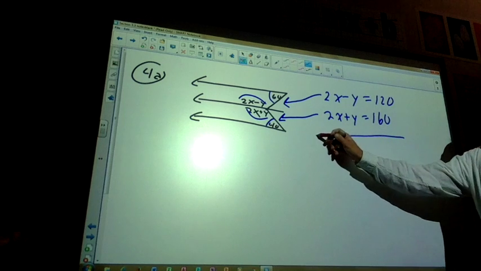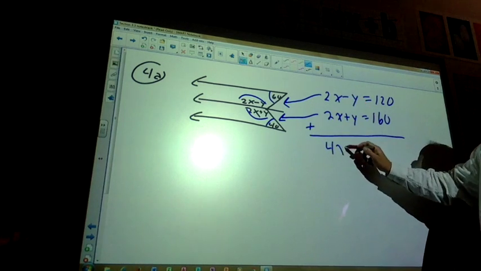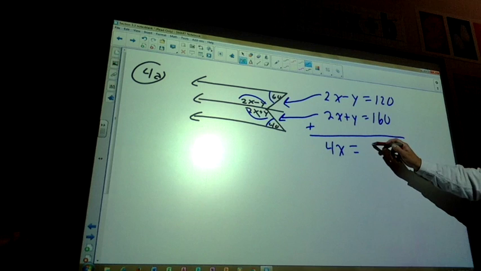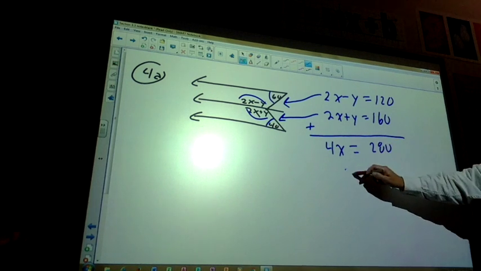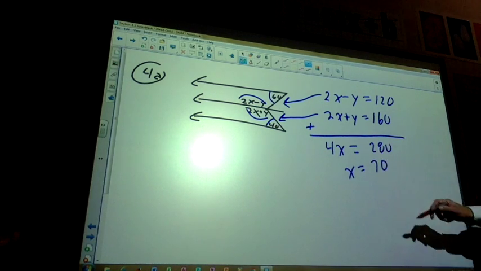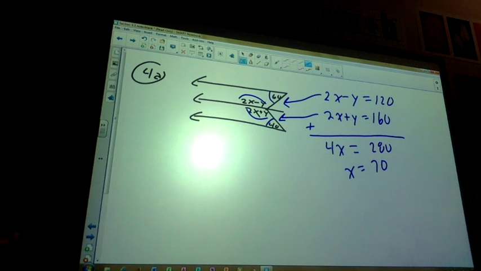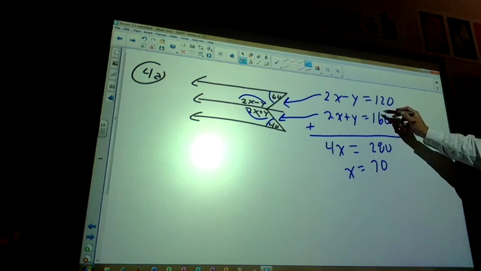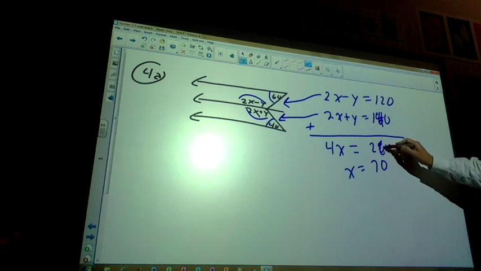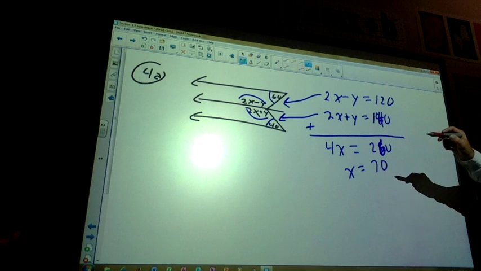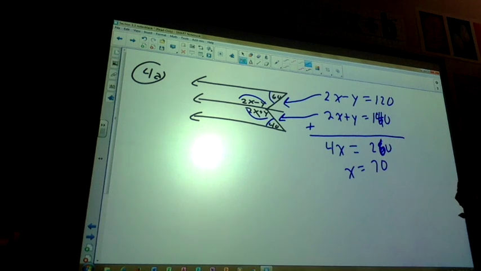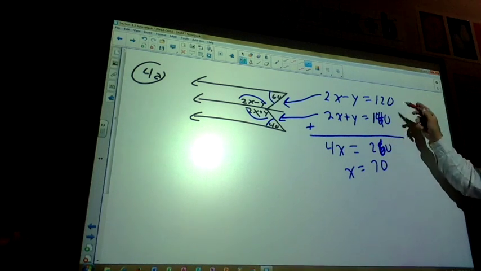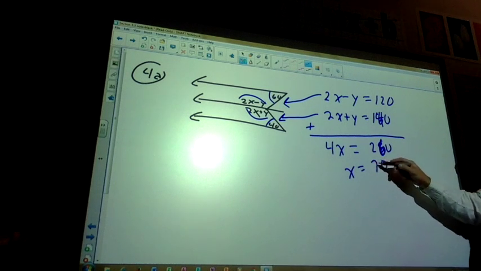And at this point, I can add these two equations together. It gives me 4x. The y's are gone, equals 280. So x equals 70. Would that be right? Wouldn't it be 2x plus y equals 140? Because you're subtracting 40. If this is 140? Yeah. Is that 260 then? Did I do that wrong? 180, 140. Yeah, that's 260 then if I add it. So 4 goes into 260 how many times? Uh-oh.